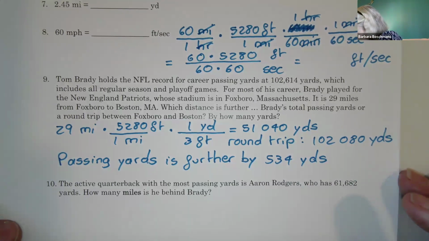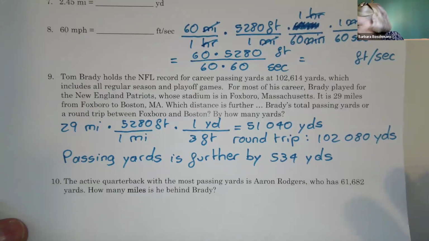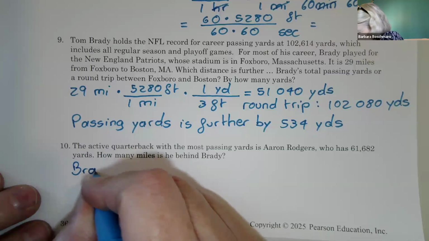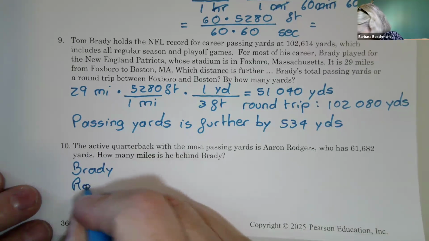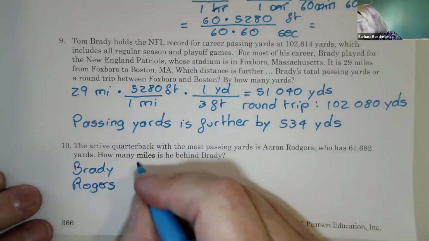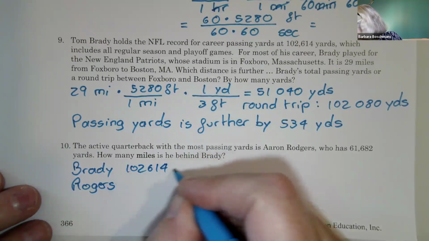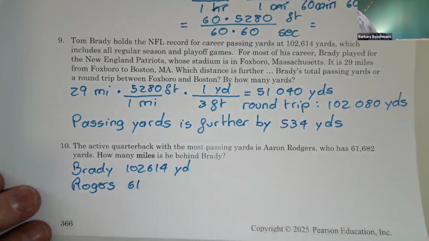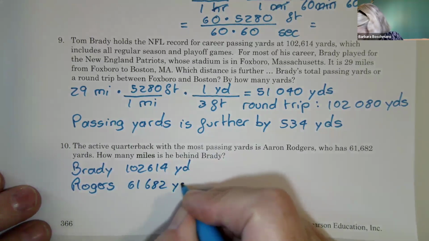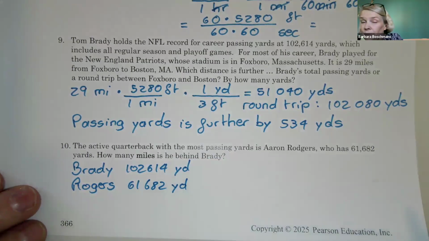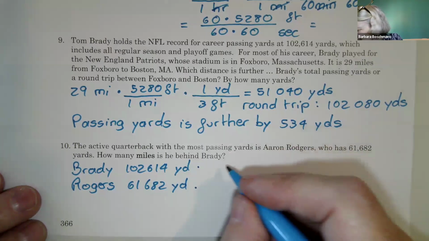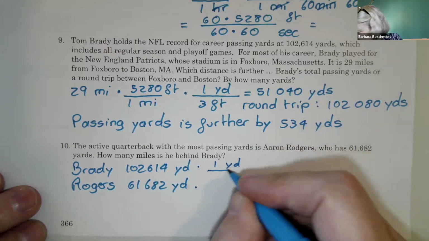The active quarterback with the most passing yards is Aaron Rodgers, who has 61,682 yards. How many miles is he behind Brady? So I think for both of them, Brady had 102,614 yards, and Rodgers had 61,682 yards. What you need to do is convert those to miles. So we don't have yards to miles right away, so you're going to have to do feet.